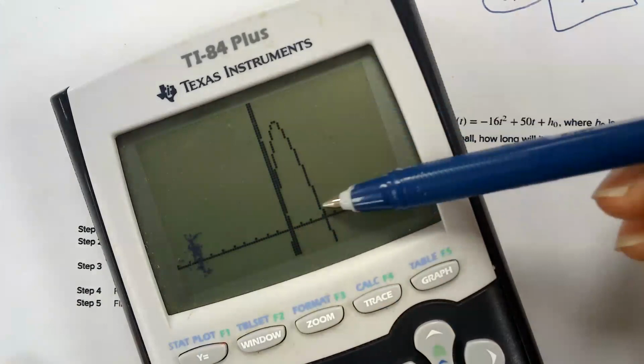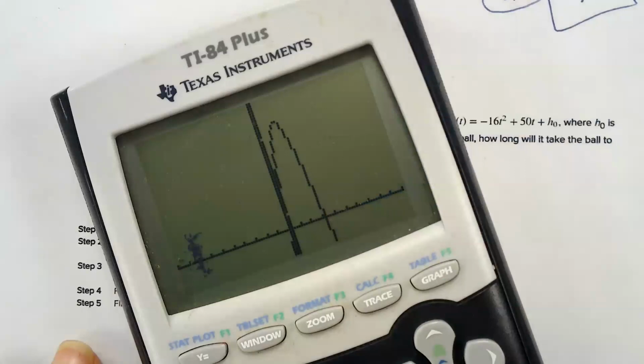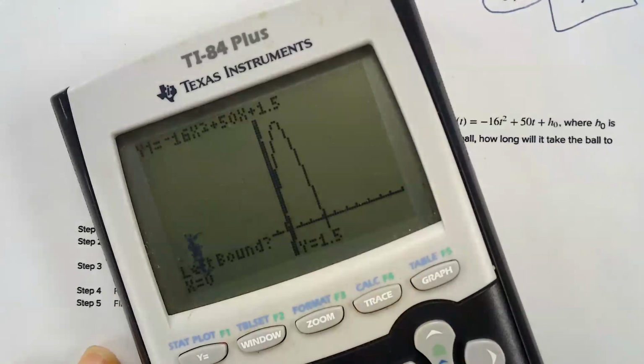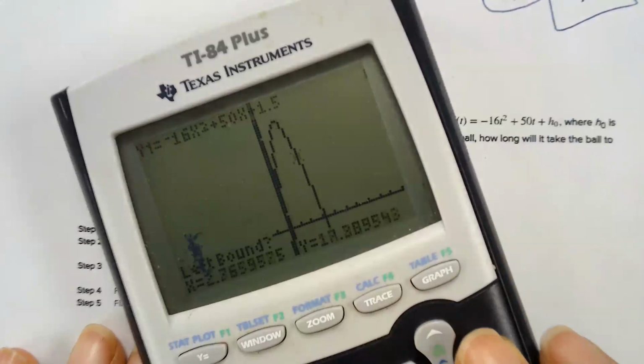Okay, so I'm going to look for that one. The way I'm going to do it this time is I'm going to press second and calculate. I'm going to find a zero. We do like we did the other day, where we have to do left bound and right bound. So surround it. Left bound means as you're coming from the left. Arrow over left and right.